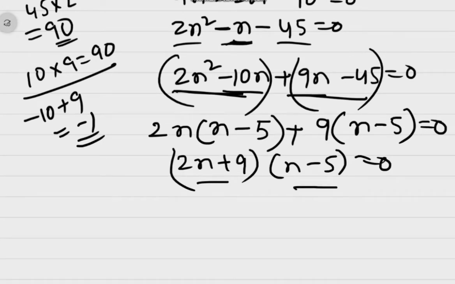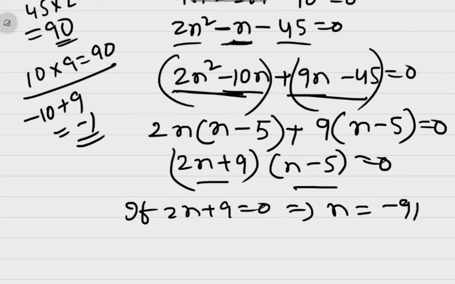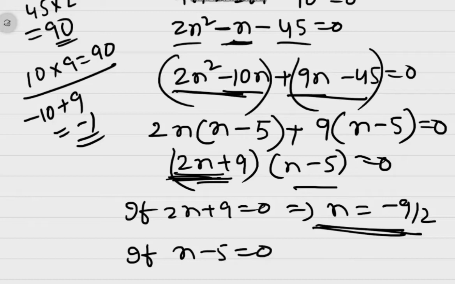Either a should be 0 or b equal to 0. So let us see, if 2n plus 9 is equal to 0, then from here n will be equal to minus 9 by 2. And dear children, n can never be a fraction, you know. So this is absurd for us, and this will not work. Now if n minus 5 is equal to 0, you'll get n equal to 5.